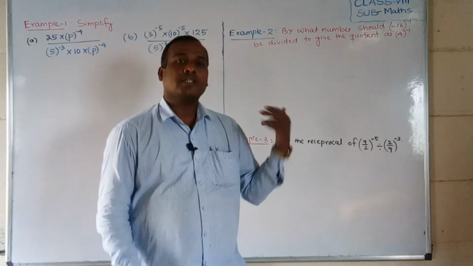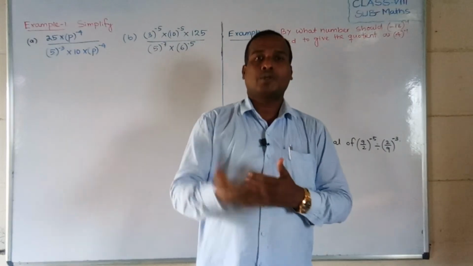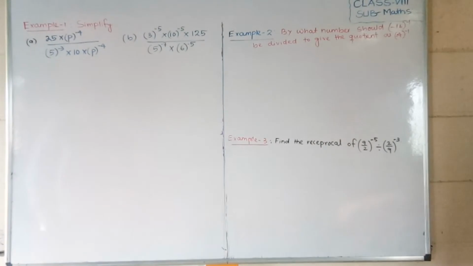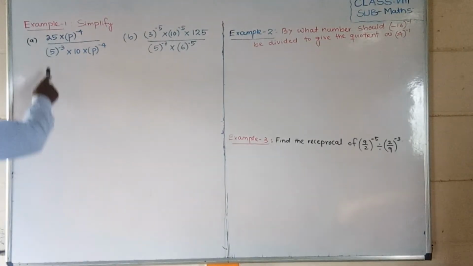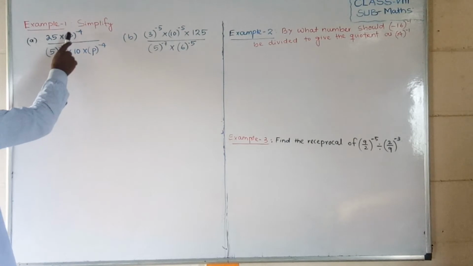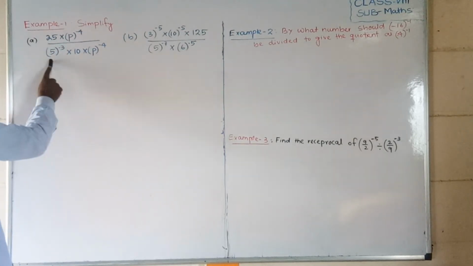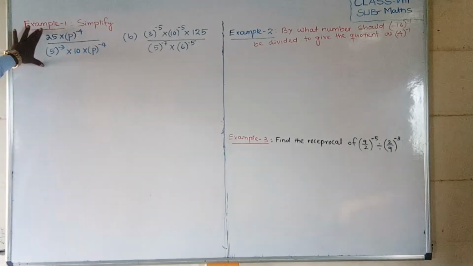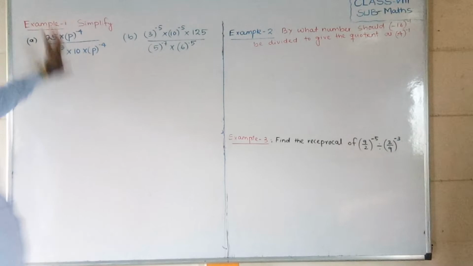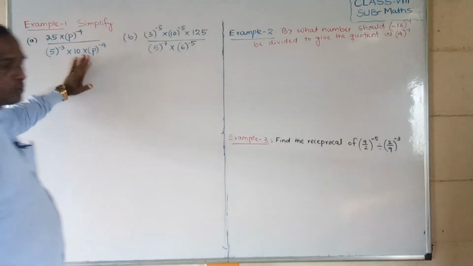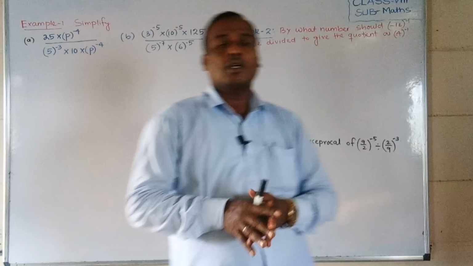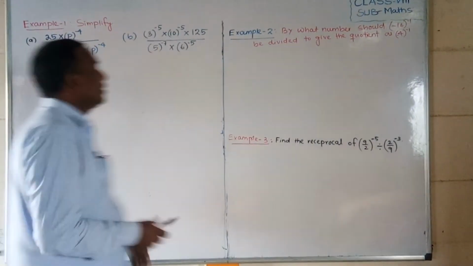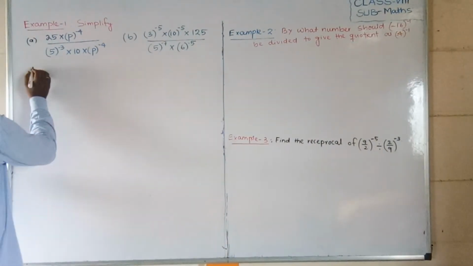So see students, I have written down some problems, and we will see how to simplify them. In the first example I have written two questions. First question: simplify (25 × p)^-4 / (5^-3 × (10 × p)^-4). The second question we also have to simplify. Don't worry students, observe very carefully; according to the exponent laws, we have to simplify.